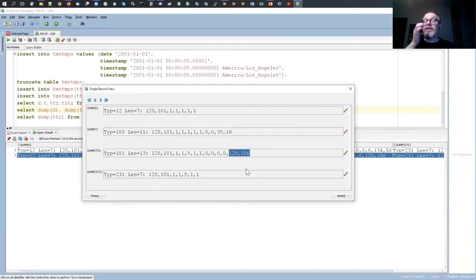129 and 156. So again, there is the UTC time stored and the information about time zone. This is actually also specified in the SQL standard. The SQL standard says that timestamps are saved as UTC plus time zone information. However, the region time zones are an Oracle extension. So the SQL standard only specifies the offsets.